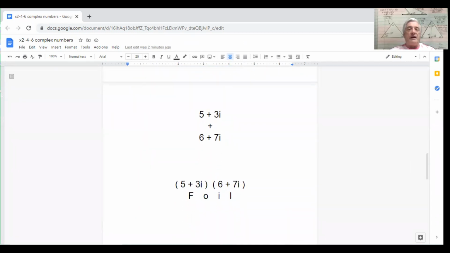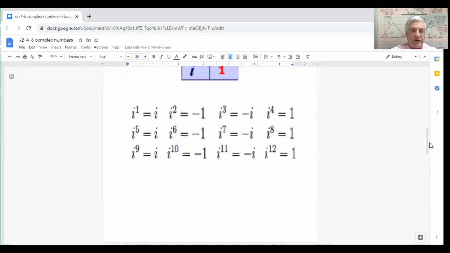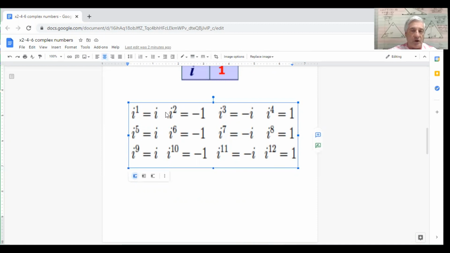That comes across now, we have complex numbers. i to the 6th times i to the 7th is i to the 13th. We can go back up and look. That one's pretty easy. i to the 13th, 13 divided by 4 is going to be right up here again. It's going to be i.